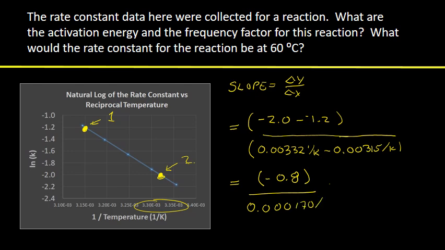And in the denominator, I got 0.000170 reciprocal Kelvin, and put that in the calculator, and I got 4706. And the units, we've got Kelvin here in the denominator of the denominator, so the slope is, and also, oops, I almost forgot this negative sign, negative 4706 Kelvin.